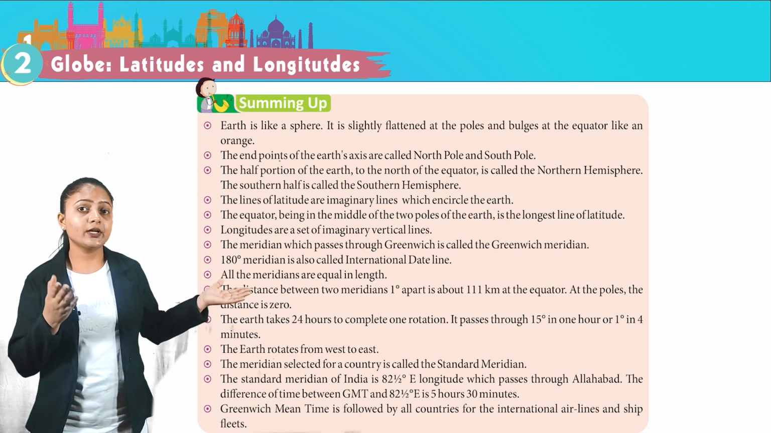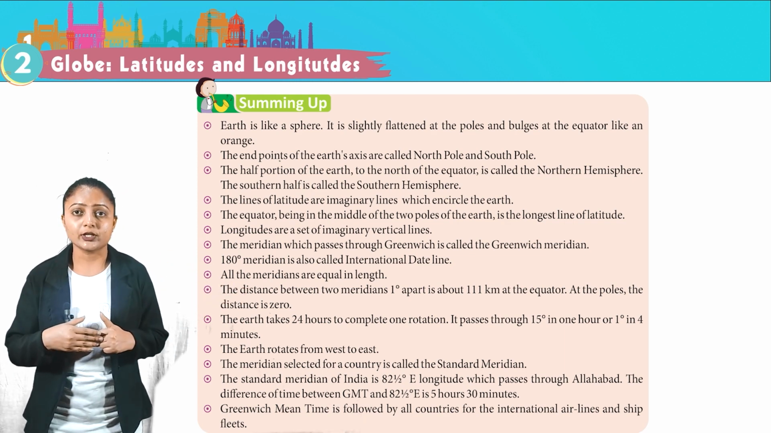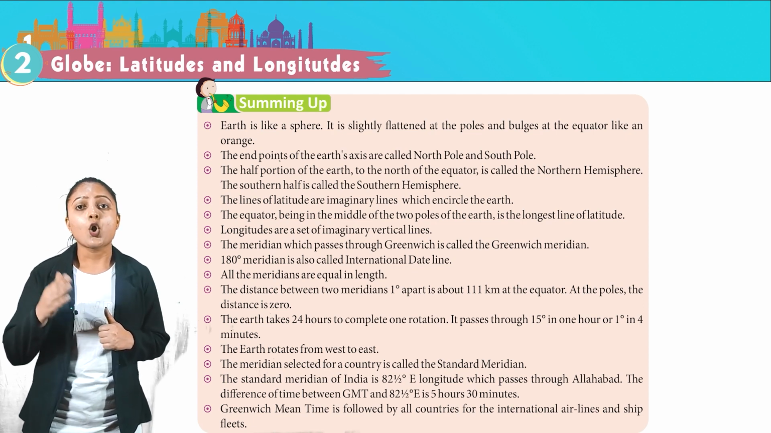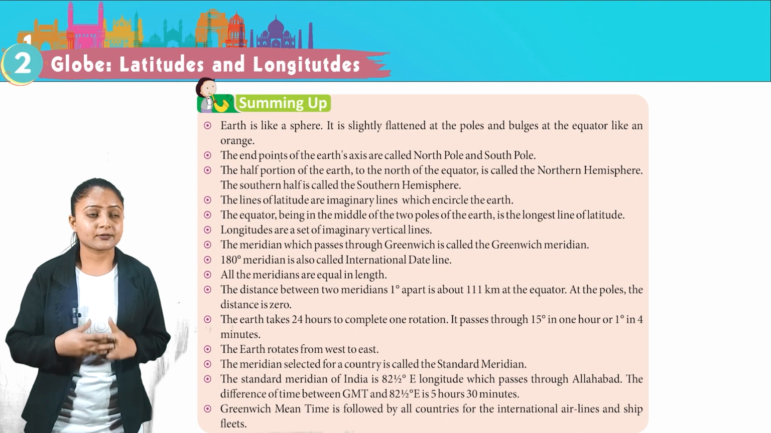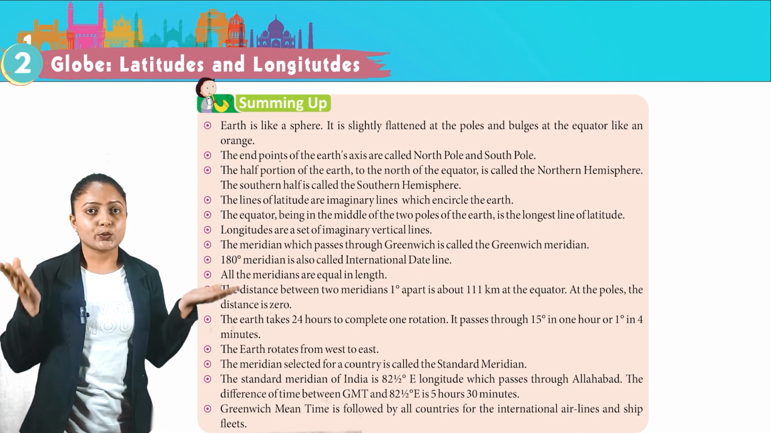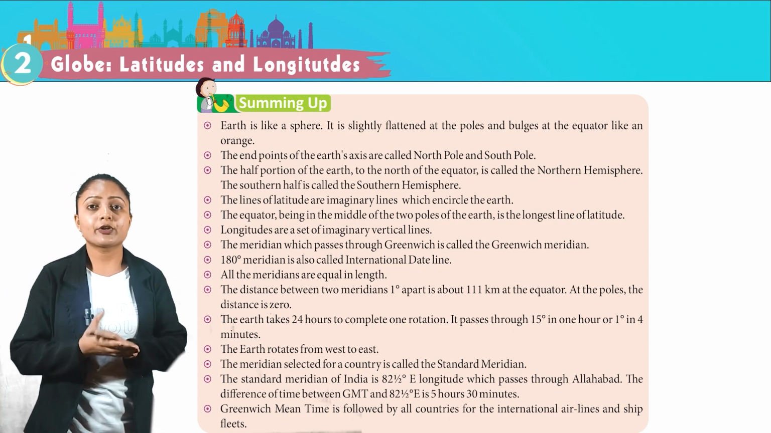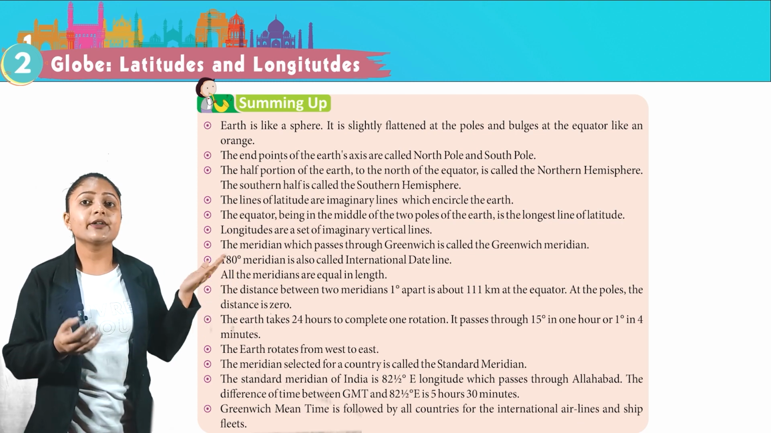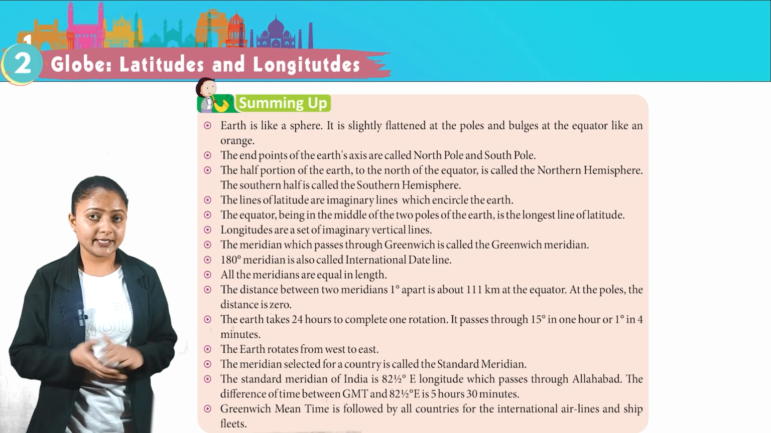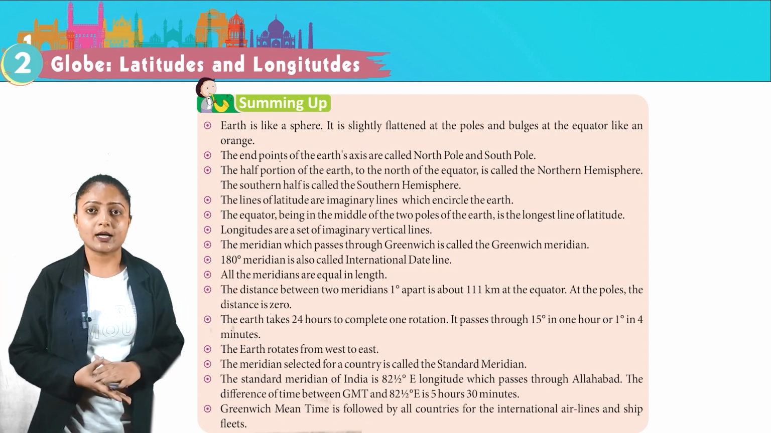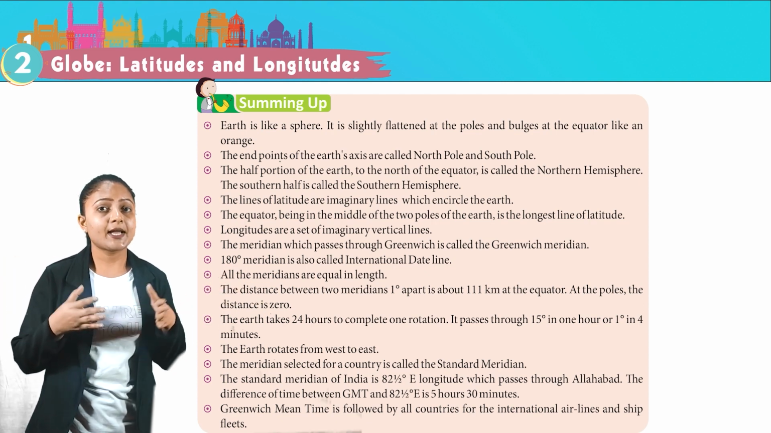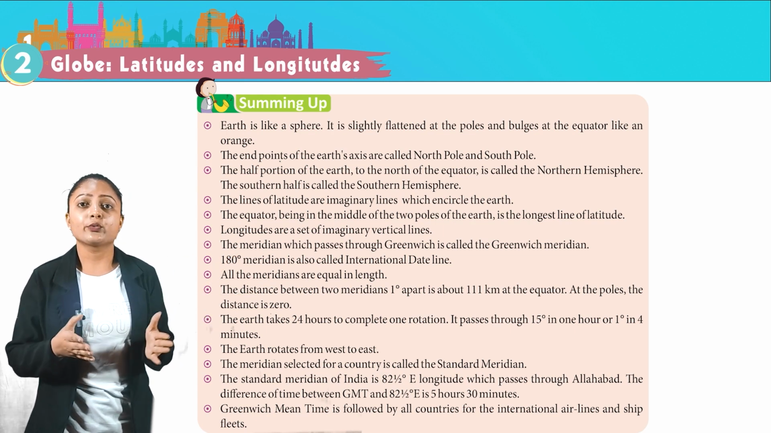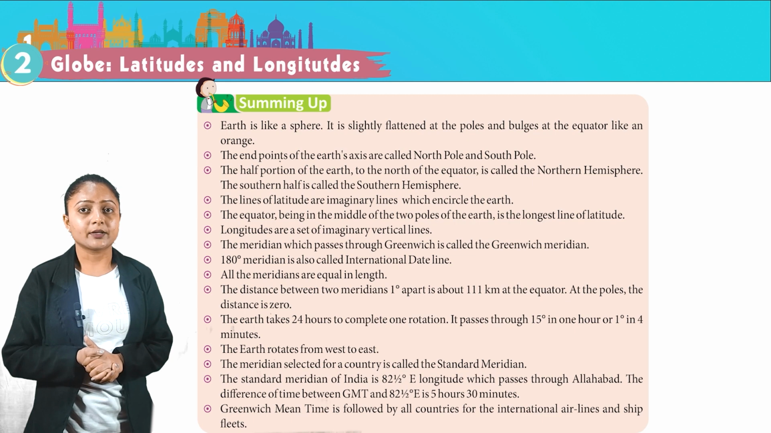The Earth takes 24 hours to complete one rotation. It passes through 15 degrees in 1 hour, or 1 degree in 4 minutes. The Earth rotates from west to east. The meridian selected for a country is called the standard meridian. The standard meridian of India is 82.5 degrees east longitude, which passes through Allahabad. The difference of time between GMT and 82.5 degrees east longitude is 5 hours and 30 minutes.